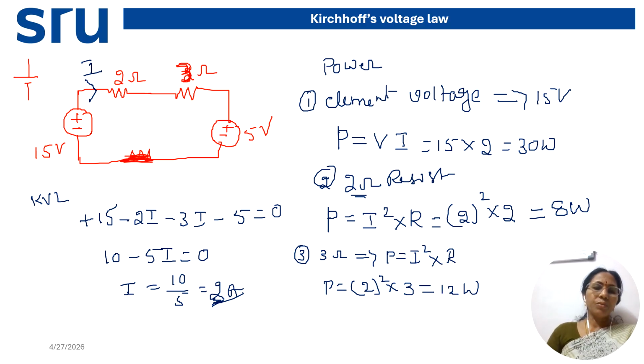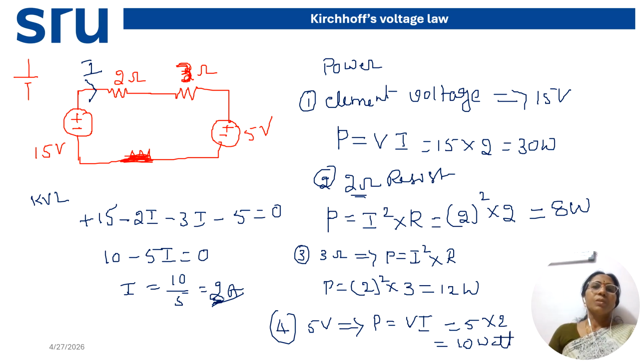Now the fourth and final element is the 5 volt source, and for the power of the 5 volt source I am taking the power equation V into I. It is not I square R, because I don't know the resistance of that voltage source. I know the current through that voltage source is capital I, that is 2 ampere. So now the power P is V, which is 5, times 2. So this is 10 watt. So this is how we have to calculate power for any electrical network.